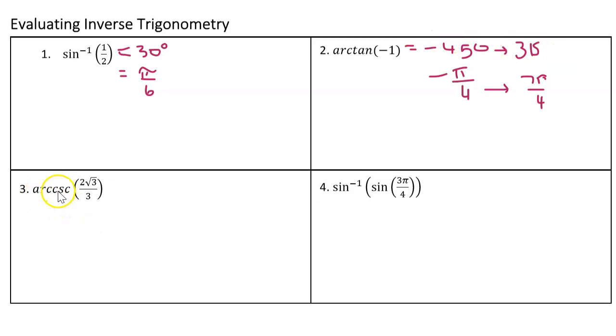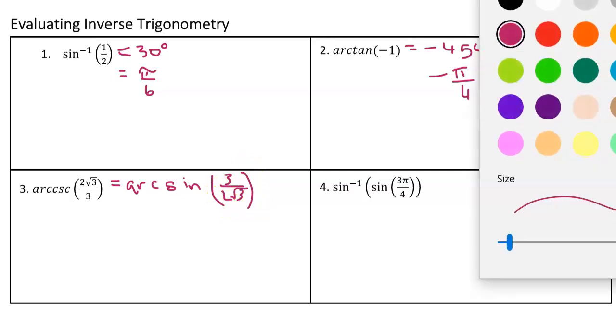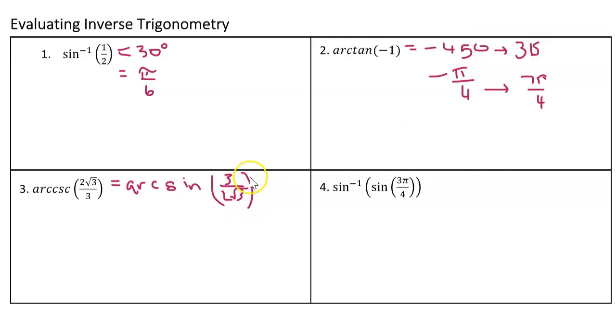Next, we have arc cosecant. We're mixing reciprocal functions with inverse functions, and we want to be very, very careful. So the first thing we're going to do is reciprocate. This is the same as arc sine, and then reciprocate your fraction. And then you should always rationalize your denominator.